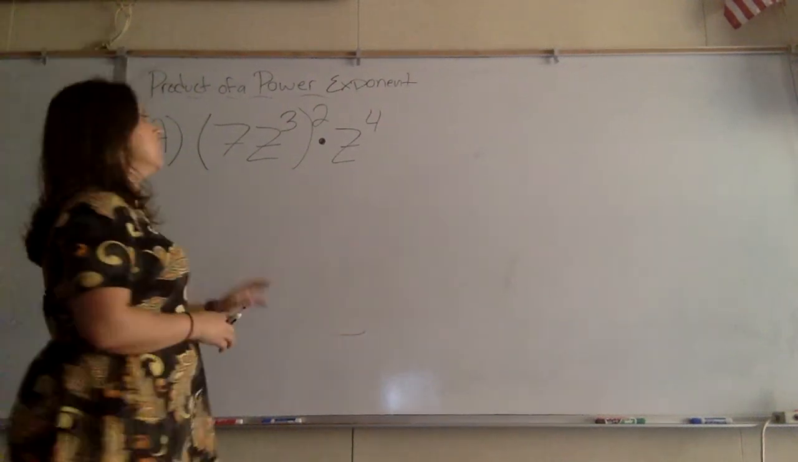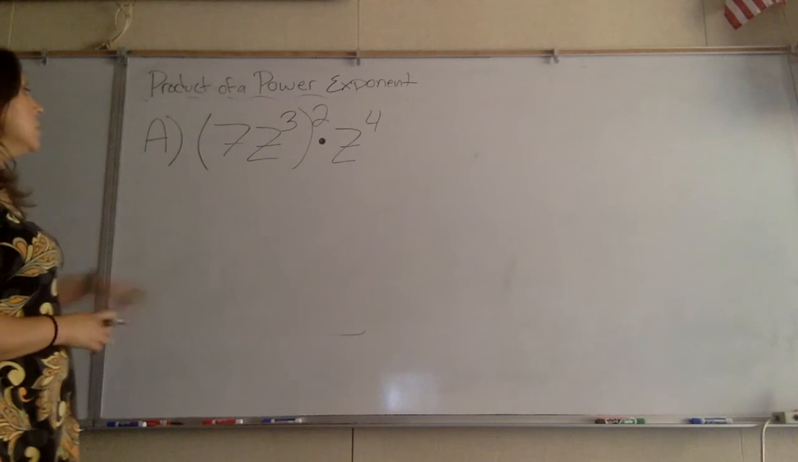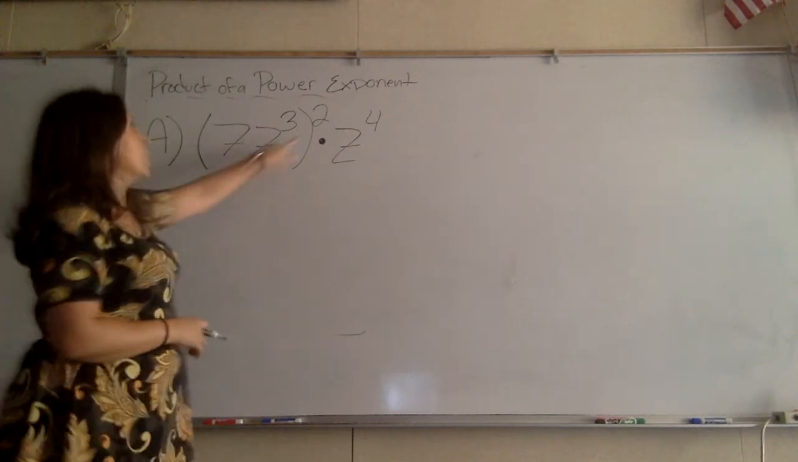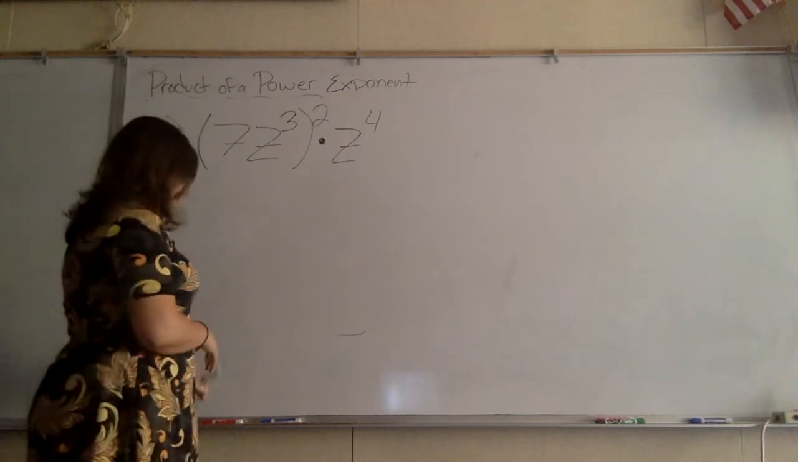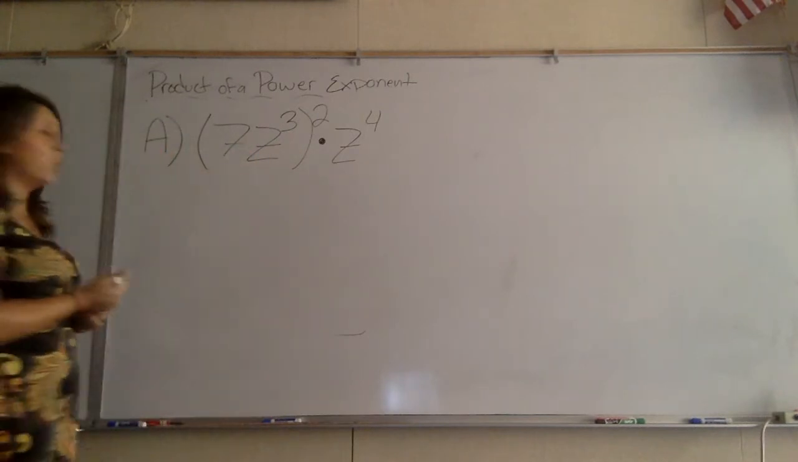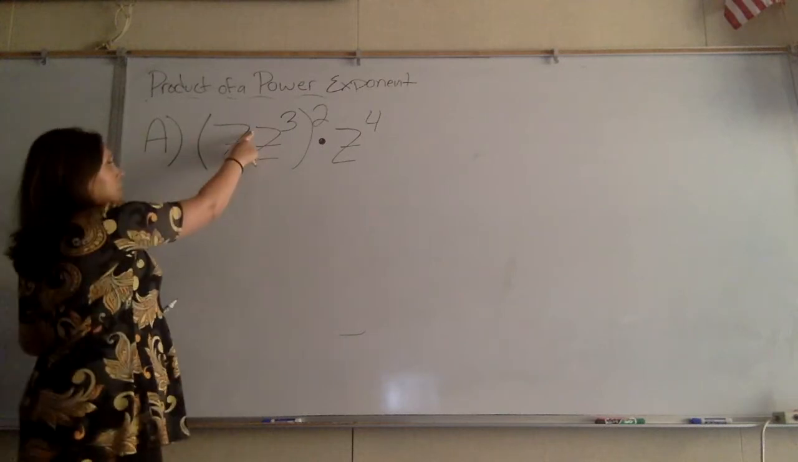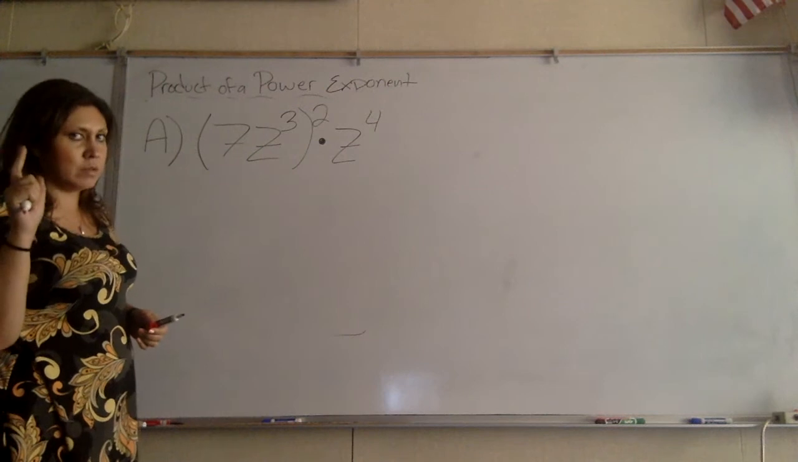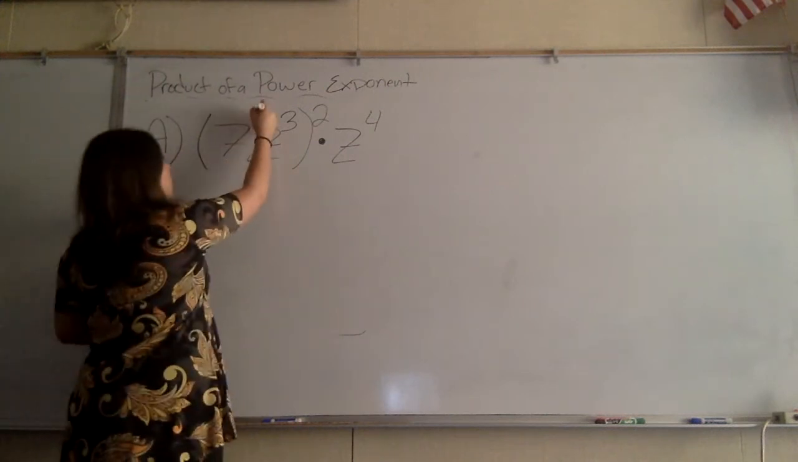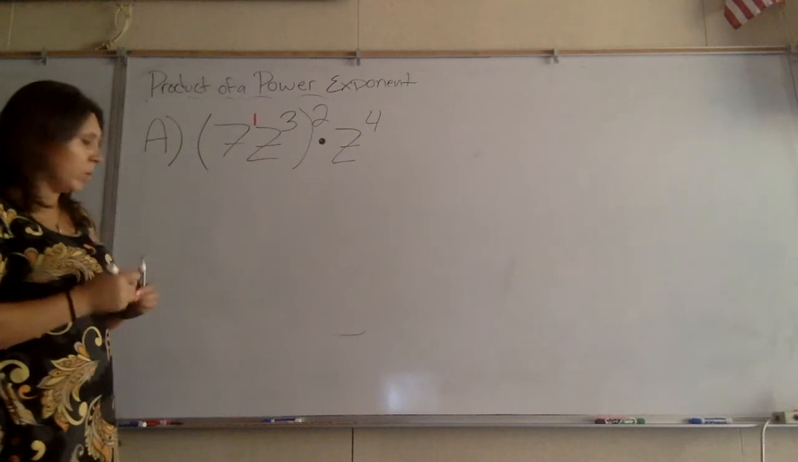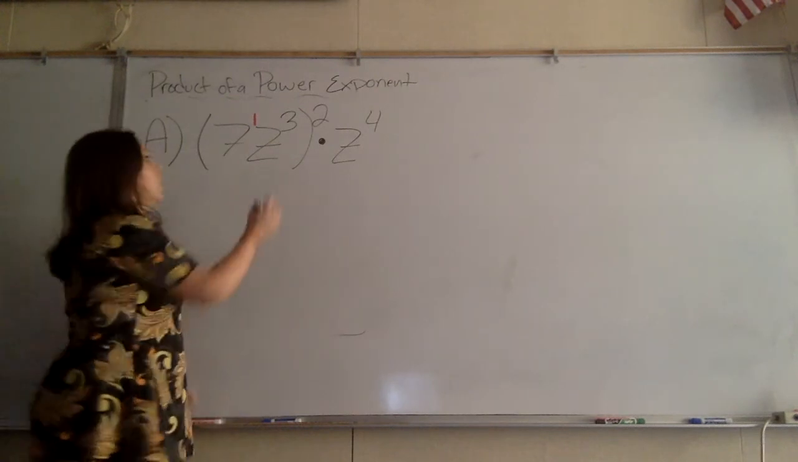Right, so we're going to continue on with our practices. Everything that's on the inside, we are going to distribute that to. Since we don't have an exponent on the 7, remember to put one on there. If it doesn't have one, what is it going to be? Anyone? That's going to be 1. So we're going to place a 1 right here. Once we place that 1, we're going to distribute.